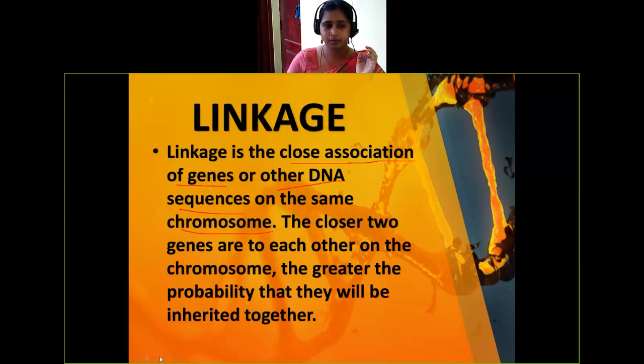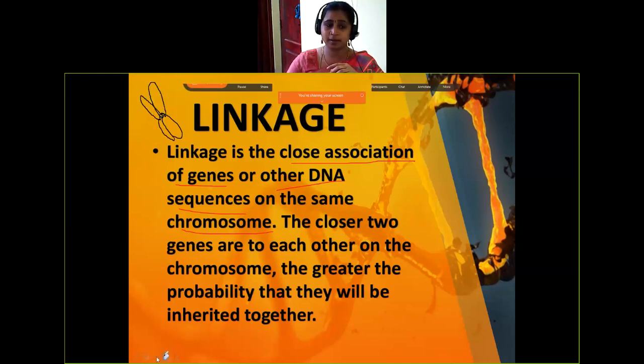Let me draw a chromosome here and we'll see how it is associated. How are we going to denote the gene in the chromosome? If this is the chromosome, I'll draw the homologous pair, and the genes I'm going to represent by a dot. The dot represents the gene.